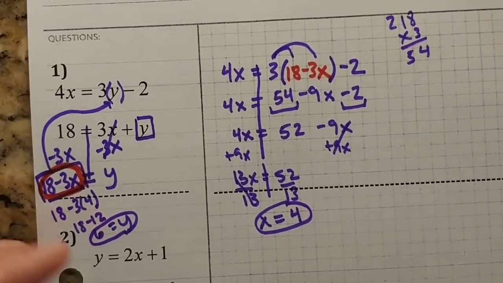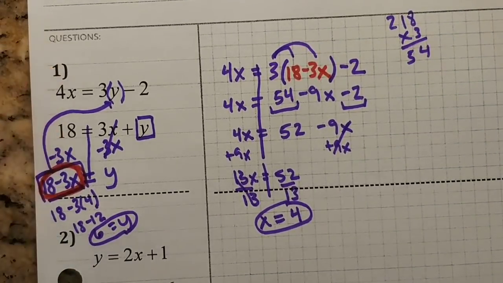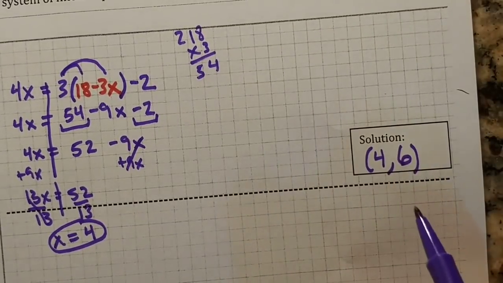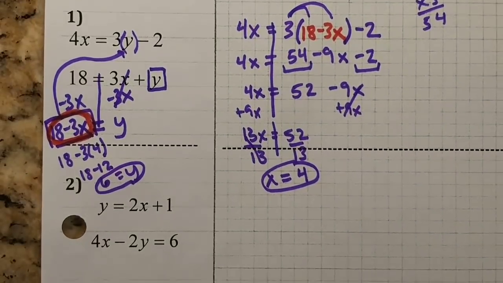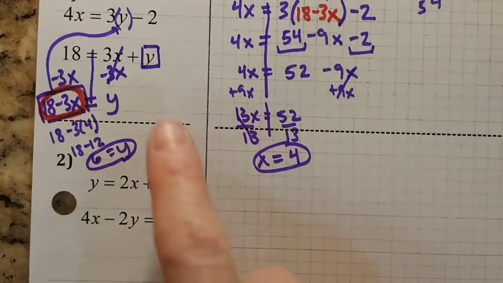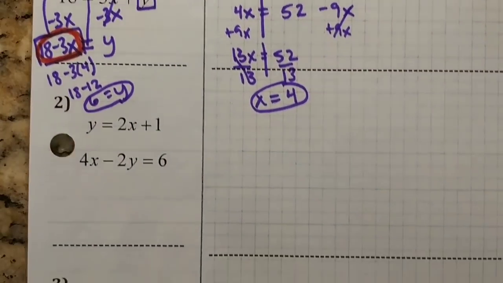So it looks like these two equations, if they're graphed on a coordinate plane, are going to cross at the point (4, 6). There's my solution. Okay, so that's what we did the other day. The only difference in this one was it took a little bit more time because we had to get the y by itself right here. Okay, let's take a look at number 2.